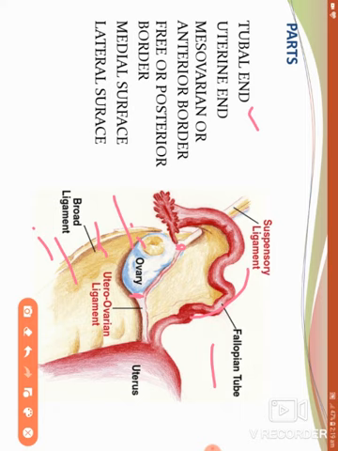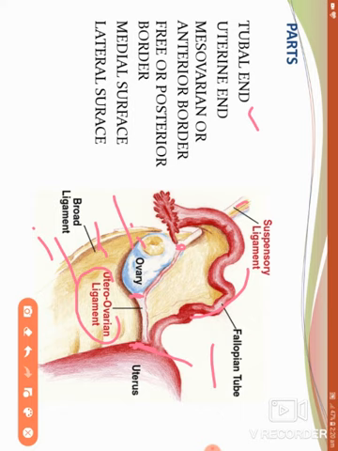Okay, this is the lower end. The lower end is attached to this lateral angle of the uterus by means of the ligament that is called the utero-ovarian ligament or the ligament of the ovary. Then see, this is the suspensory ligament.